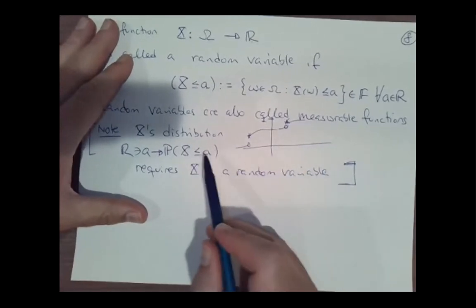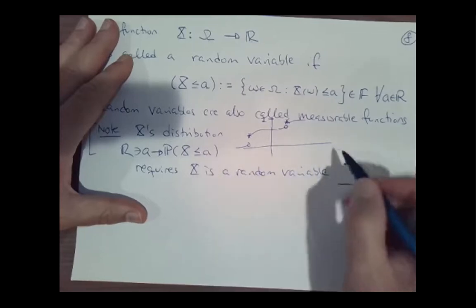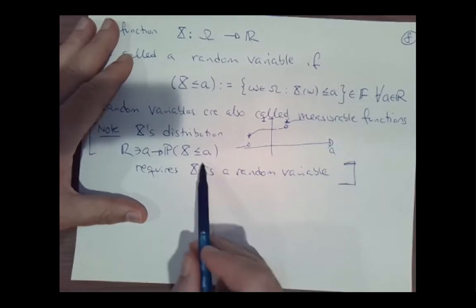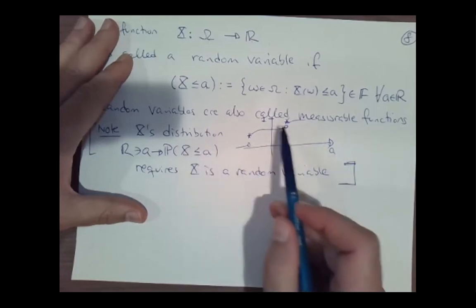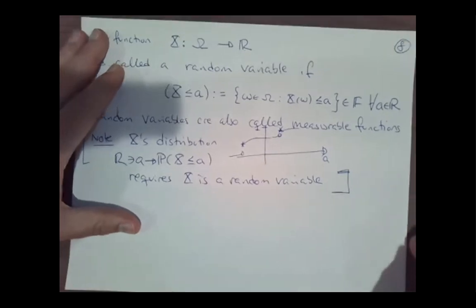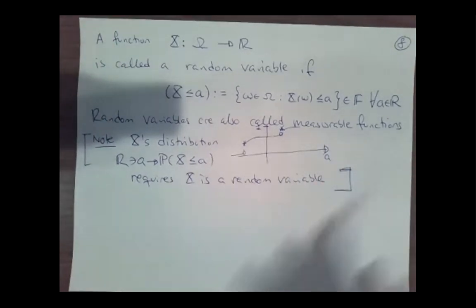Towards negative infinity, it dies off to 0, and towards plus infinity, when A gets very big, the probability that the random variable is less than something very big goes closer to 1. It's non-decreasing, and in between, it can have jumps. That's a distribution function.